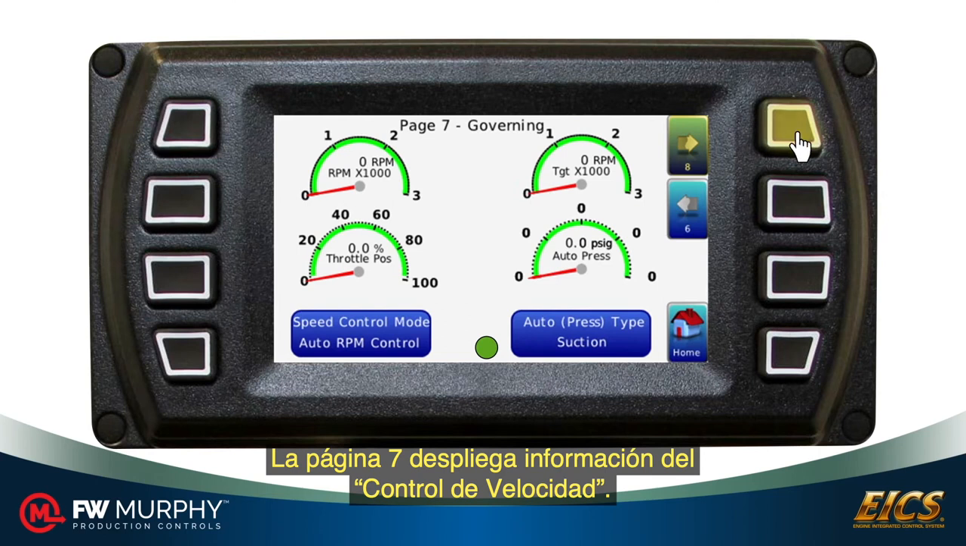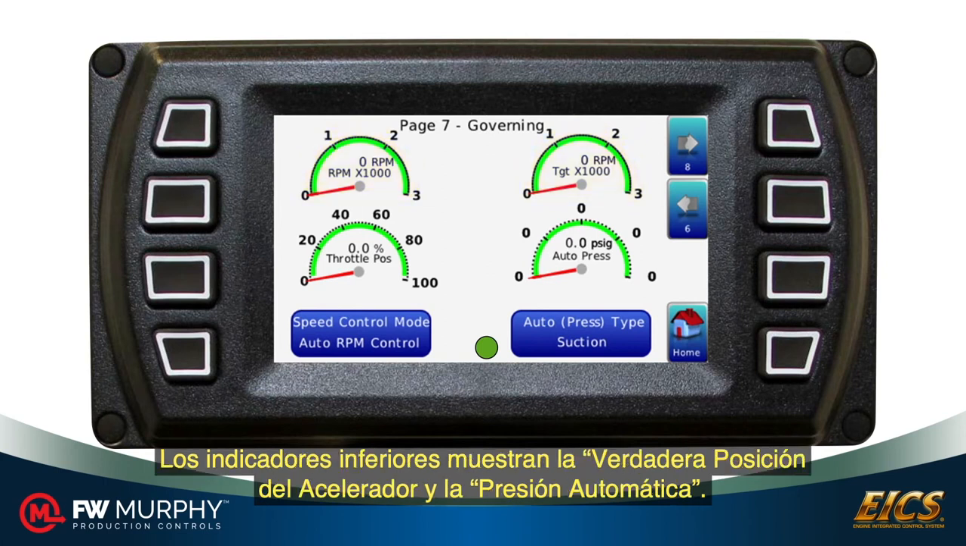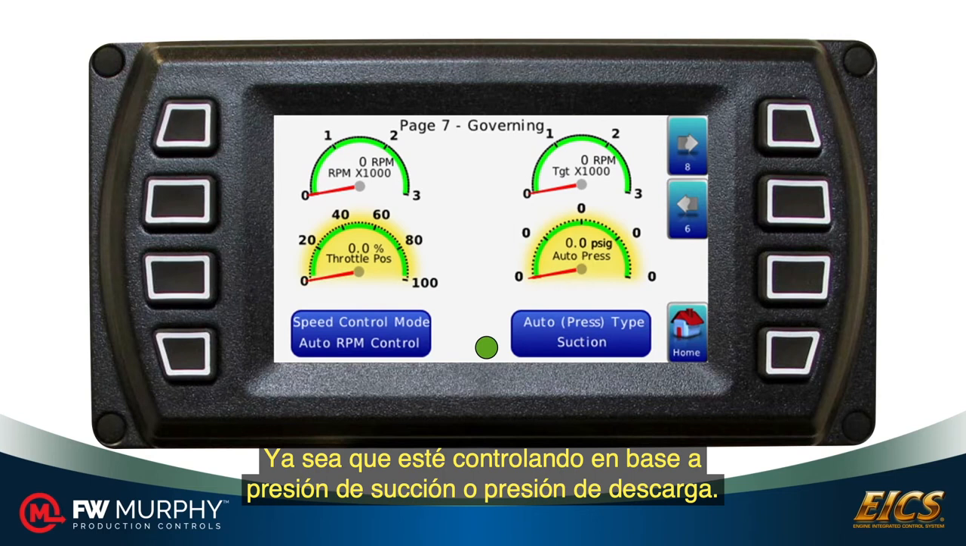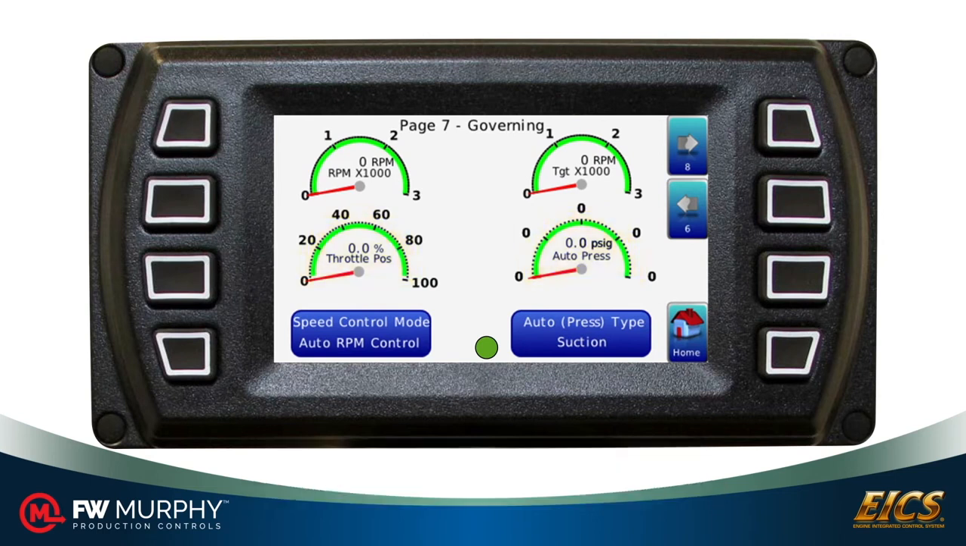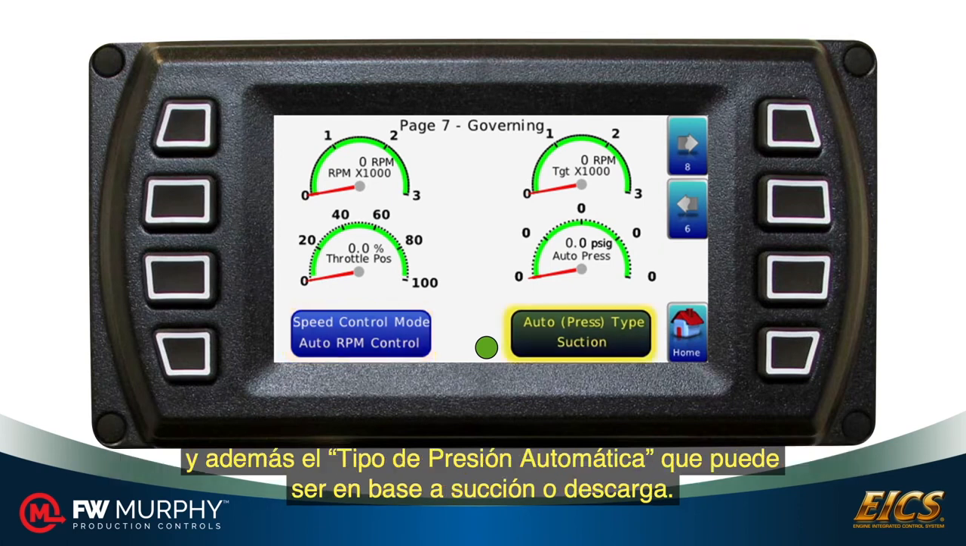Screen 7 displays speed governing information. The top gauges show our actual RPM and the targeted RPM. The bottom two show the true throttle position and auto pressure, whether it's in suction pressure or discharge pressure. The bottom boxes show the speed control mode, which can be auto or manual mode, and auto pressure type that can be set as suction or discharge.